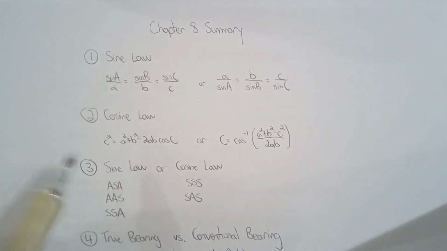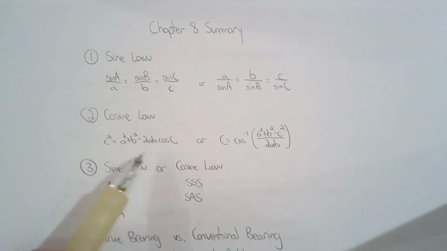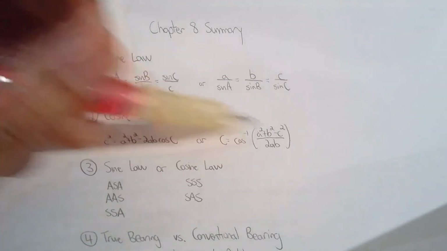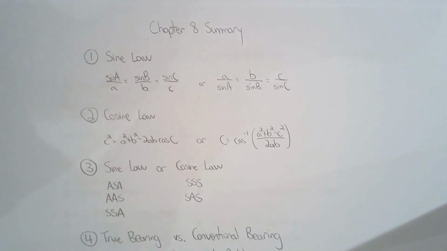But for cosine law, I would personally just remember c squared equals a squared plus b squared minus 2ab cos c, because if I did want to solve for the angle, I just rearrange it. So I'll leave it up to you if you want to remember this version of the cosine law as well, but it's really the same thing. It's the same relationship.